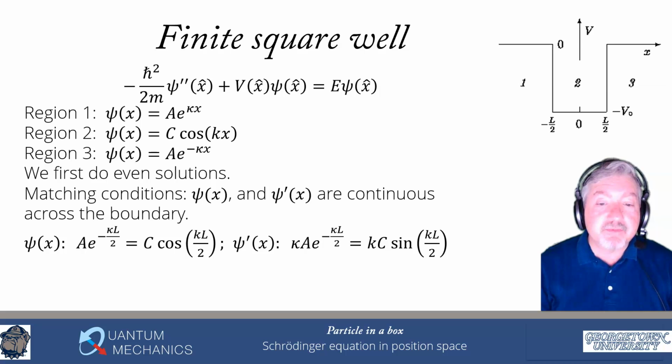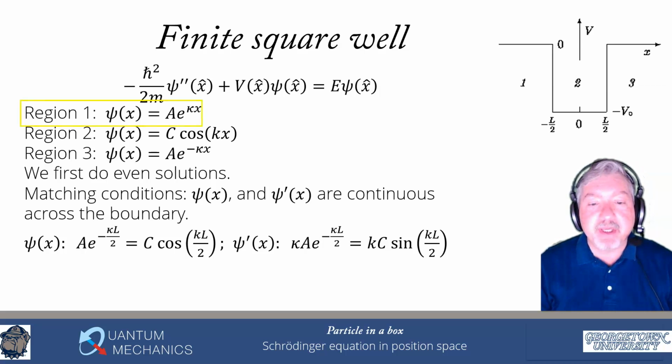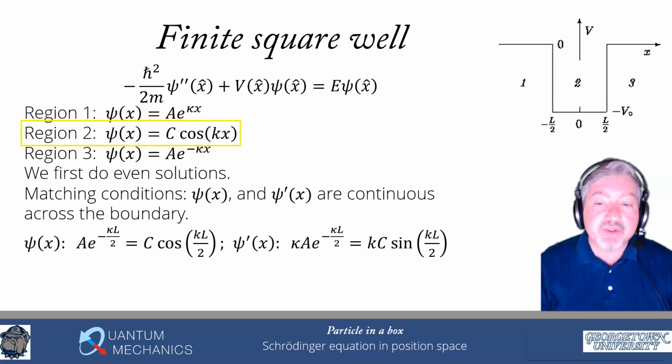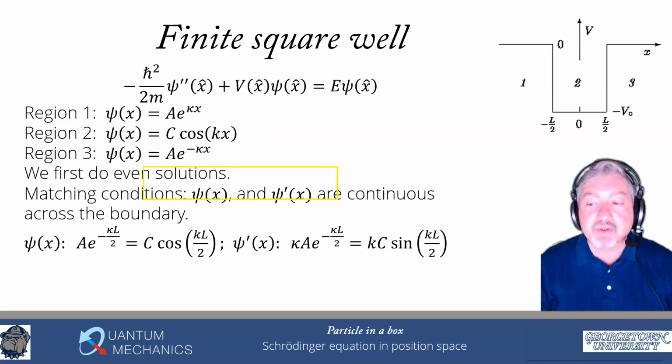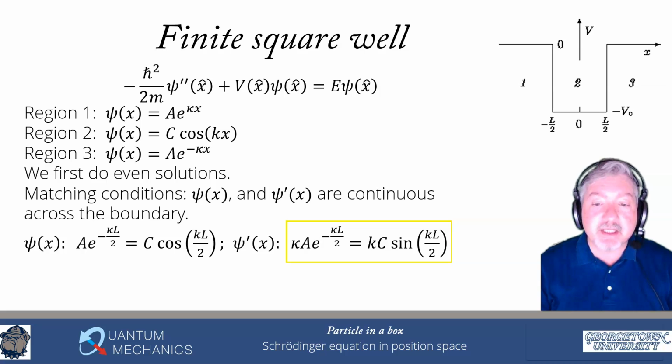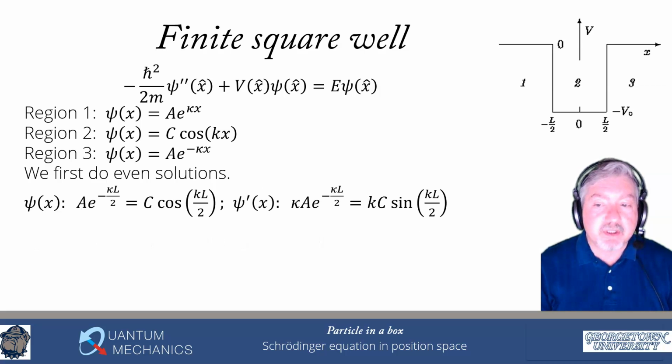And then I have to do the same thing for the derivative. So in region 1, the derivative is going to give me kappa A e to the minus kappa L over 2. And the derivative of a cosine is minus a sine, but I'm evaluating that sine at minus L over 2, so the minus sign will cancel. I get a plus sign, so I get kC sine kL over 2. Well, that's good. We now have 2 equations, and we have 2 coefficients we're trying to solve. But it turns out these are homogeneous equations, so it's not that easy to directly solve them.